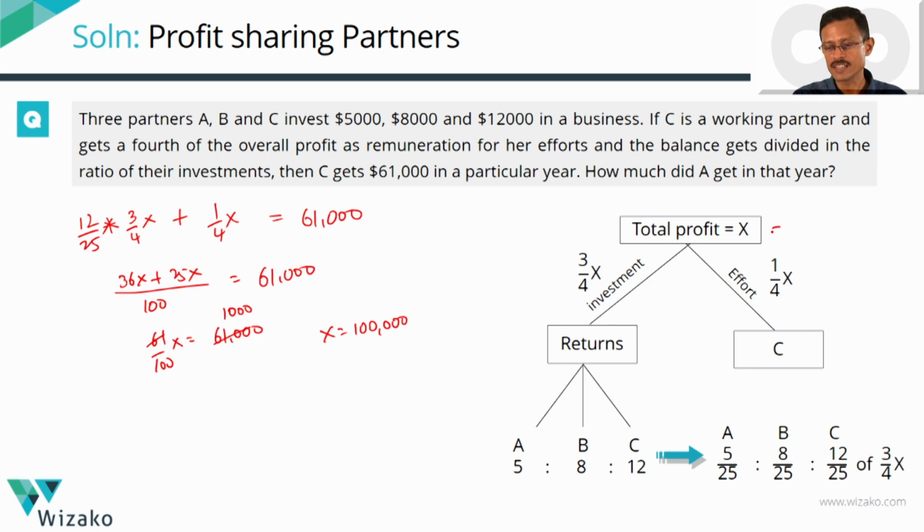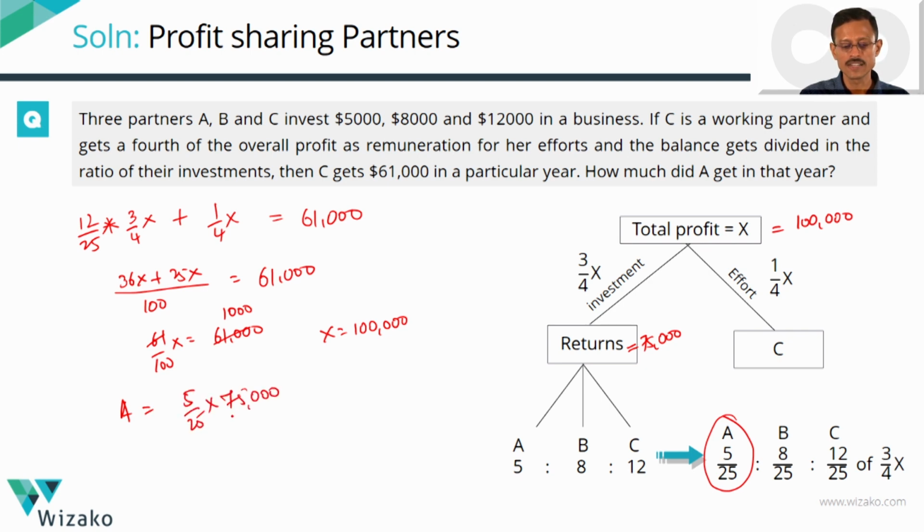Profit made in the year is 100,000. What is the shareable component? 3/4 of it. So that is going to be equal to 3/4 of 100,000. So this is 75,000. How much does A take home? A takes home 5/25 of this. So A's share of the profit is equal to 5/25 into this 75,000. 75,000 and 25 will cancel out as a 3,000. So A takes home $15,000 in the year. Quickly recap it in a printed form.